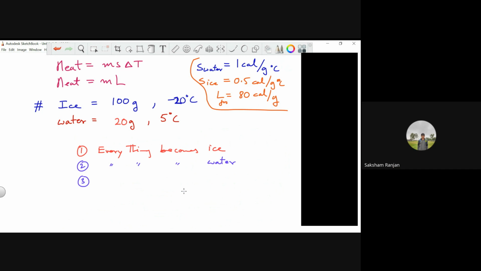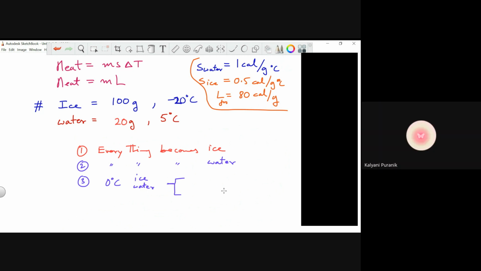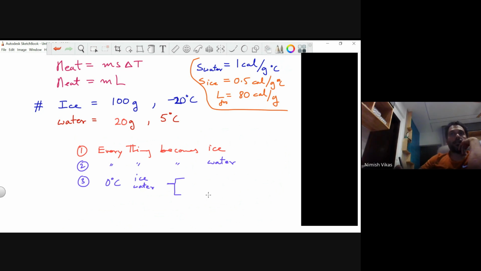The third is when it stays at zero and both water and ice coexist. Everything is at 0 degrees Celsius and there is some ice and there is some water. This has got two situations. It can happen in two ways. What are the two ways? Say ice reached zero first and started melting. What is the other way? Water reached zero first and started freezing. Is that clear?